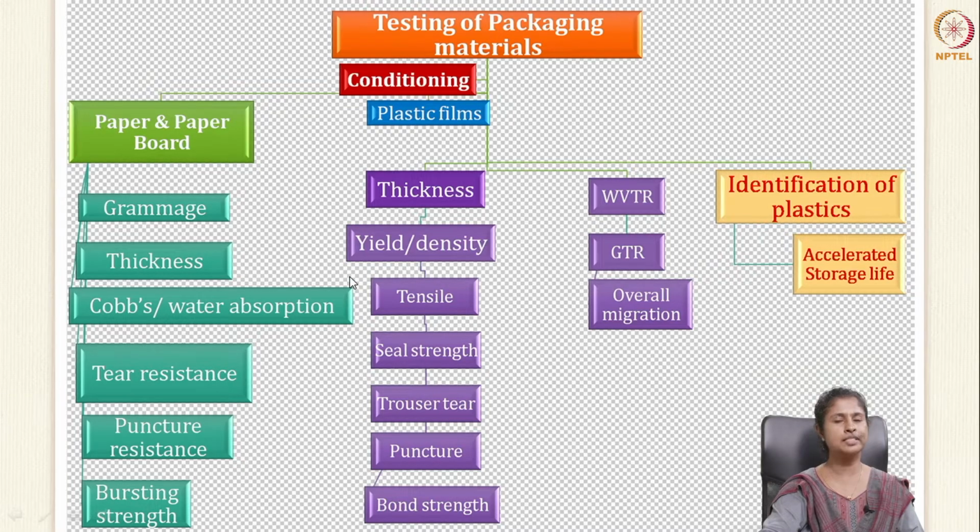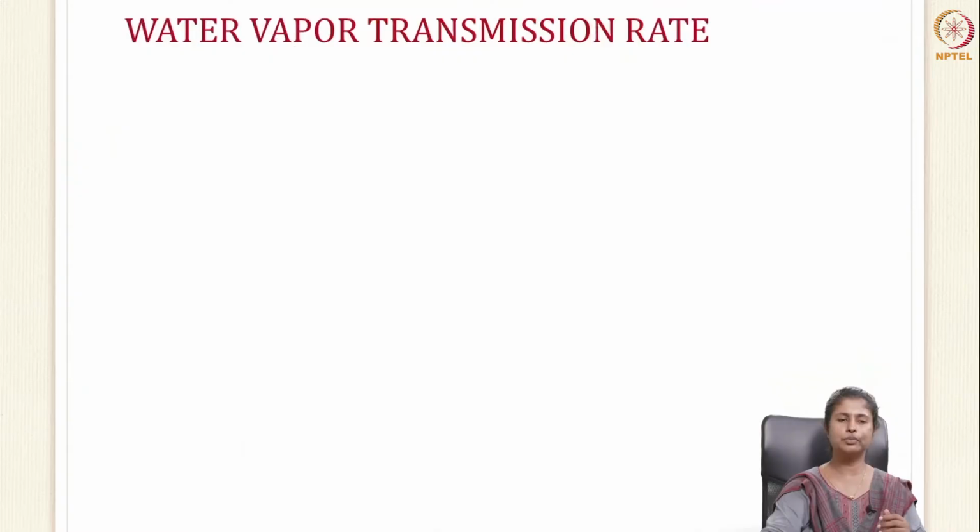and we will be looking mostly at the barrier properties. One is the water vapor transmission rate, WVTR. The other one we will be dealing with is GTR, gas transmission rate, and the overall migration of the components from the package to the food, and how we measure these. Let's start with the water vapor transmission rate.